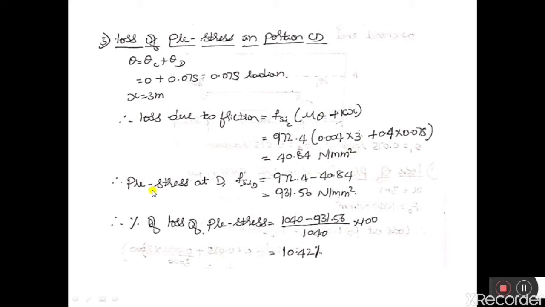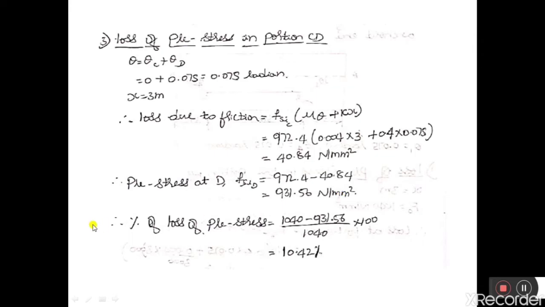Then what is the pre-stress available at D? Therefore, pre-stress at D is equal to FSID, that is the initial pre-stress at D, is equal to 972.4 minus loss. So this is the stress available at C, the initial stress available at C, minus the loss between C to D, that is 40.84. Therefore, initial pre-stress at D after the losses is equal to 931.56 Newton per mm square.